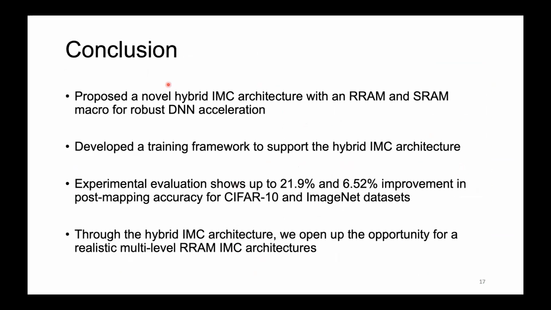To conclude, we propose a novel hybrid IMC architecture with an RRAM and SRAM macro for robust DNN acceleration. We developed an associated training framework to support the architecture. Experimental evaluation shows up to 21.9% and 6.52% improvement in post-mapping accuracy. And through this architecture, we open up the opportunity for a realistic multi-level RRAM IMC architecture for DNN acceleration.